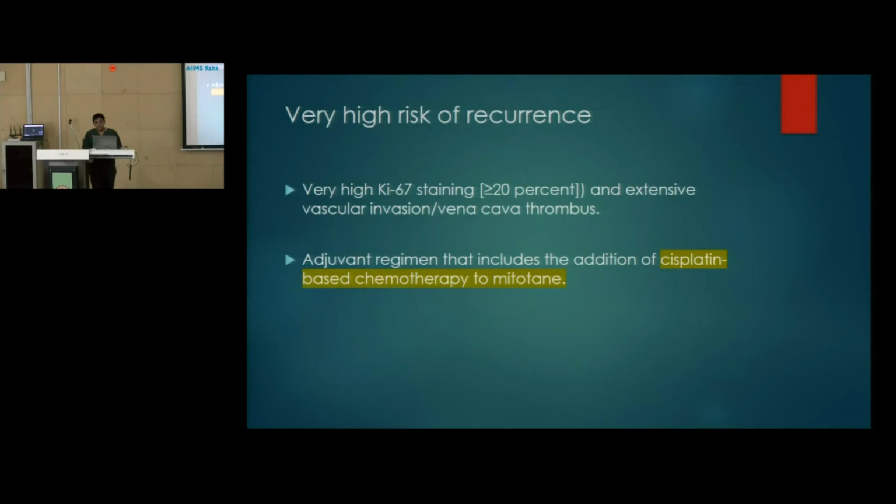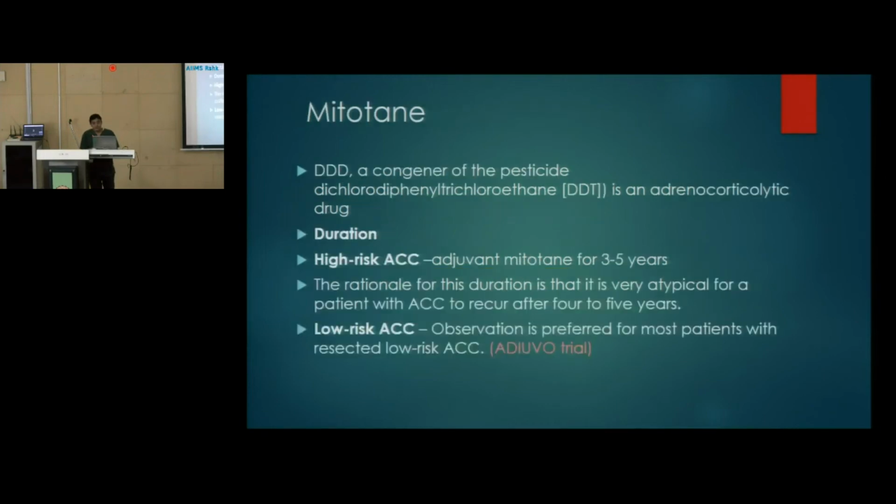In very high Ki-67 staining and extensive vascular invasion, we add cisplatin-based chemotherapy to mitotane. Regarding mitotane, it is a congener of DDT, a commonly used pesticide, and it is an adrenolytic, adrenocorticolytic drug. For high risk adrenocortical carcinoma, adjuvant mitotane is given for 3 to 5 years. The rationale for this duration is that it is very atypical for a patient with adrenocortical carcinoma to recur after 4 to 5 years. For low risk adrenocortical carcinoma, observation is preferred for most patients.